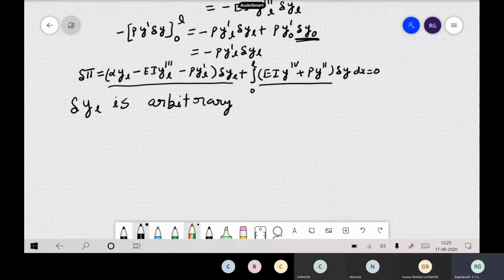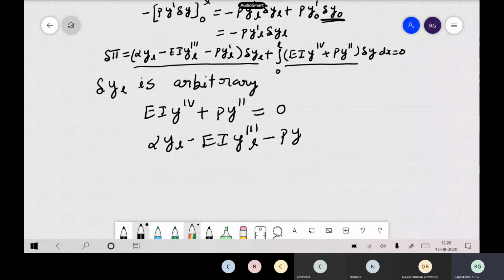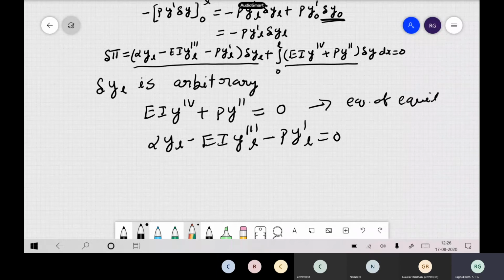Okay, so finally what we get is EI y fourth derivative plus P into y double dash, and this is equal to 0. So this one comes, and the second one, alpha times y(L) minus EI y triple dash at L minus P y dash at L is equal to 0. So this is your equation of equilibrium for this problem, and this one is nothing but your natural boundary condition in terms of shear force.